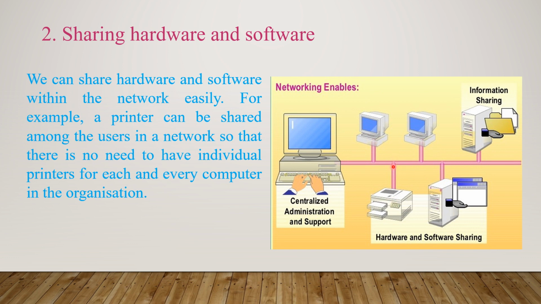Look at this picture. In this picture, a single printer is shared among all the computers in the network. As the printer is connected to the communication path, as per the requirement of all the computers, they can access the printer and use it. Also, like the hardware, we can also use the software within the network easily. Suppose this is your server computer. Here we install a software. That software can be easily accessed by other computers in the network.